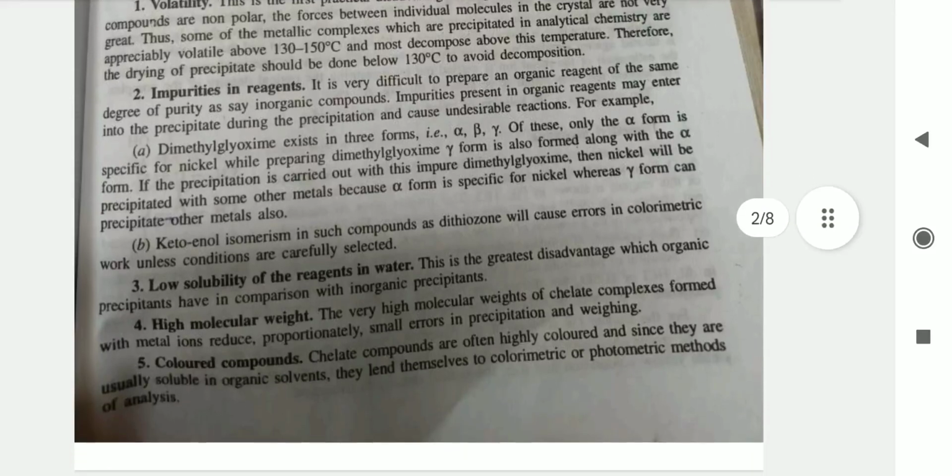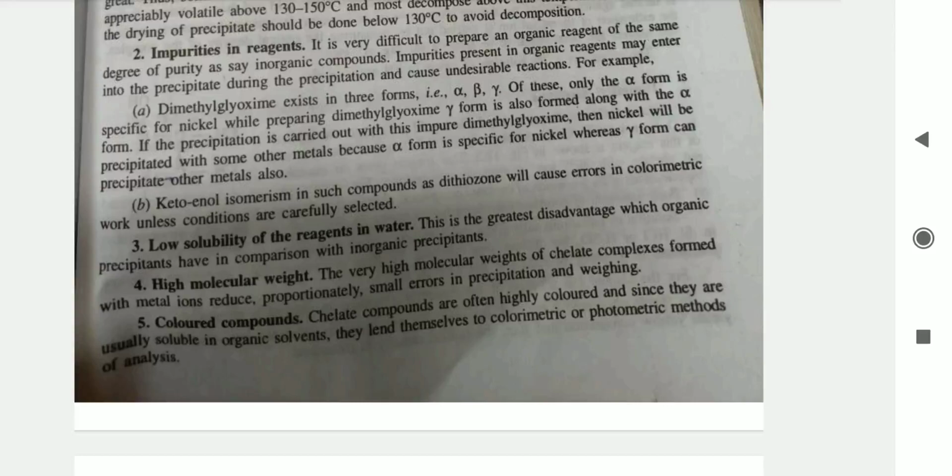3. Keto-enol isomerism in such compounds as dithizone will cause errors in colorimetric work unless conditions are carefully selected. 3. Low solubility of the reagents in water. This is the greatest disadvantage which organic precipitants have in comparison with inorganic precipitants. 4. High molecular weight. The very high molecular weights of chelate complexes formed with the metal ion reduce proportionality of some small errors in precipitation and weighing.